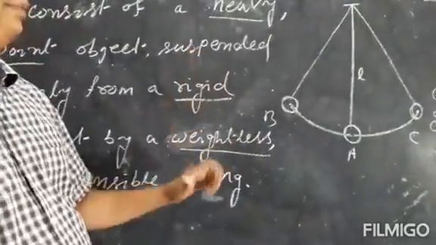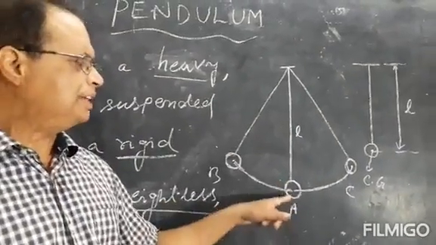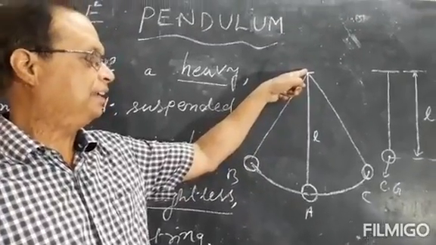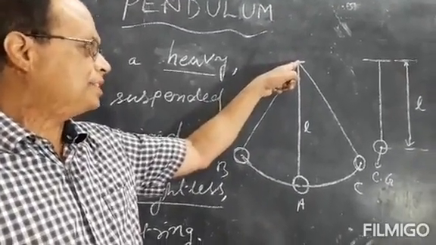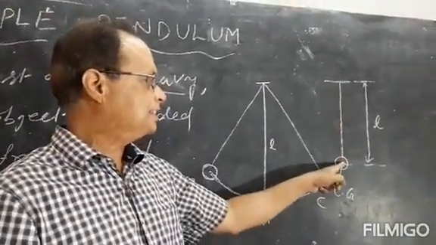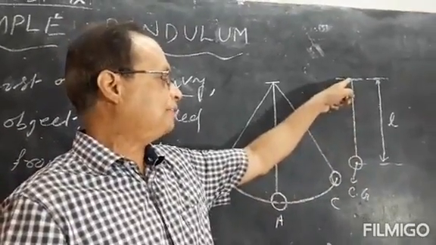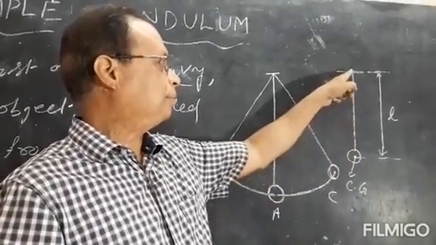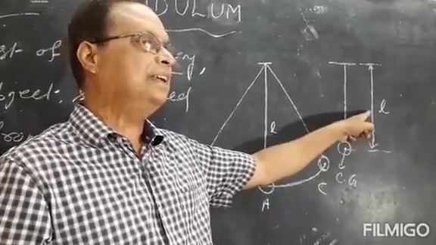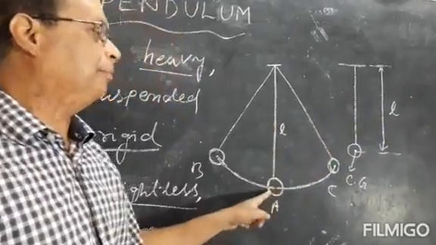Then you should know some of the definitions. Now what is the effective length of the pendulum? The effective length of the pendulum is the distance between the point of suspension, the point from where the pendulum is suspended, and the center of gravity. So this is the point of suspension, this is the CG of the pendulum, the center of gravity. The distance between the point of suspension and the center of gravity of the pendulum is known as the effective length. It is represented by L. Clear? This is the effective length of the pendulum.